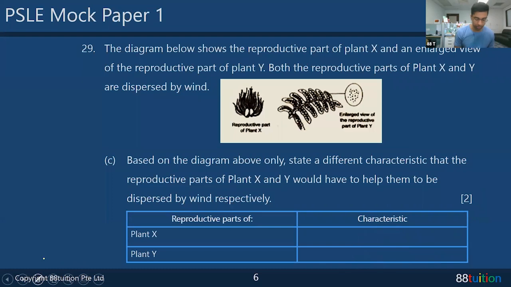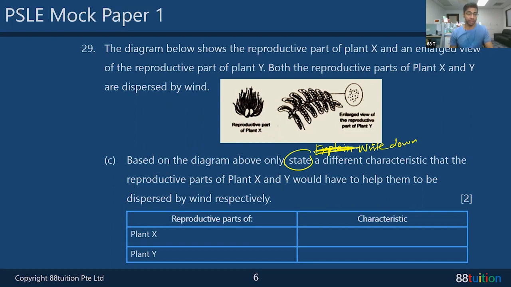Okay, so yellow color. Question. Based on the diagram above, state one. State, not explain. You see the difference? Did they ask you to explain or state? State means just write down. So it's not explain, it's write down. So these are the key things.